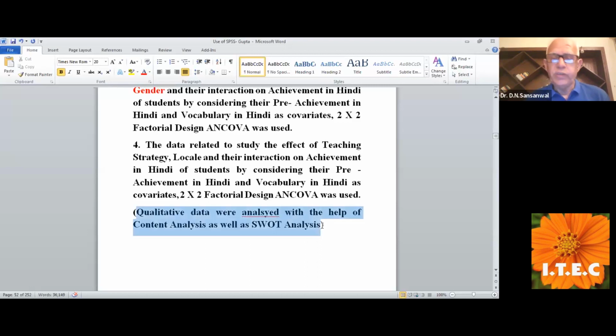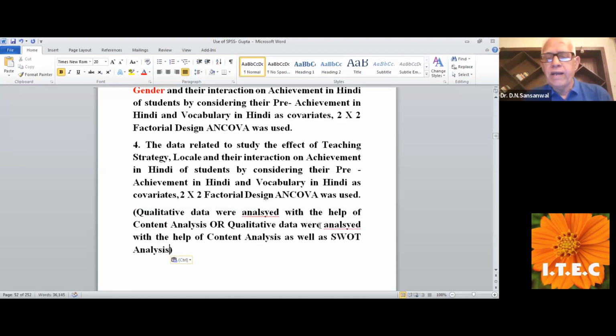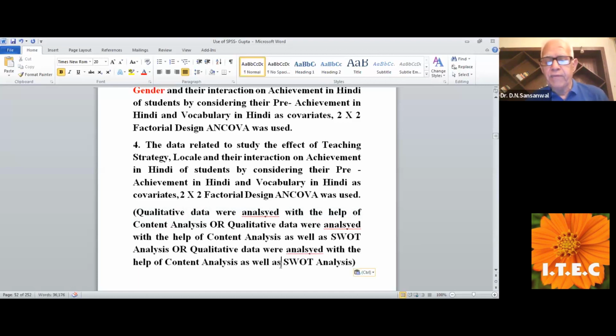So the choice is yours. If you want, you can write like this, were analyzed with the help of content analysis, or you can say were analyzed with the help of content analysis as well as SWOT analysis, or you can say were analyzed with the help of SWOT analysis. So these are the different options available for those people who will be having the qualitative data.